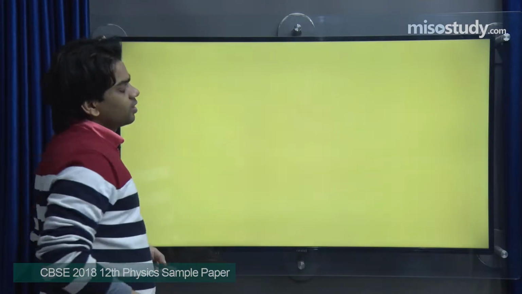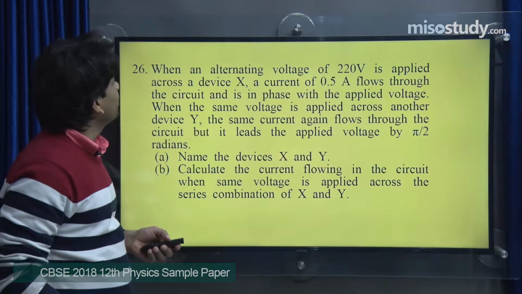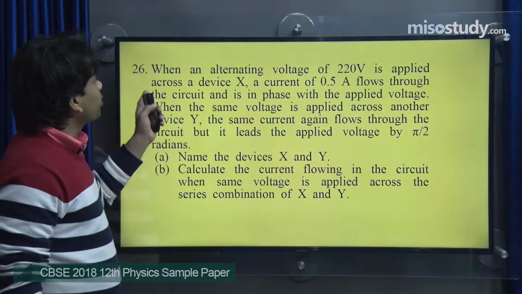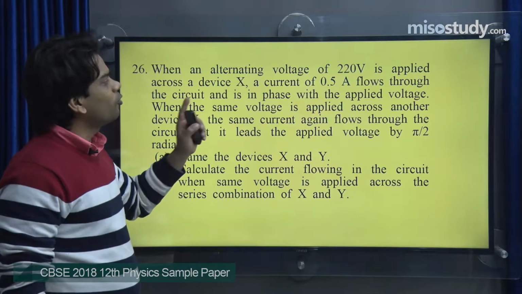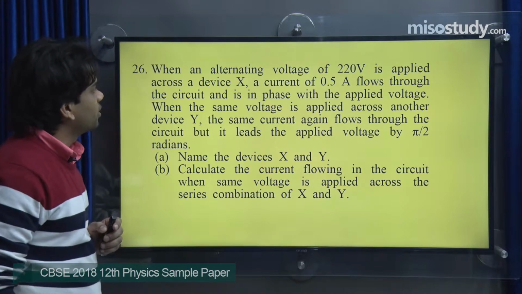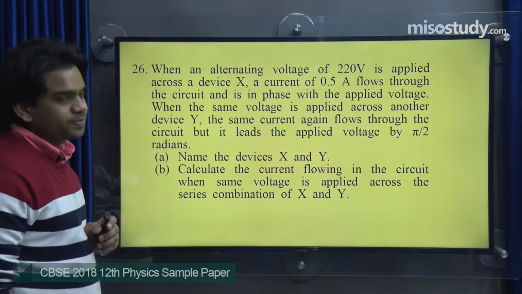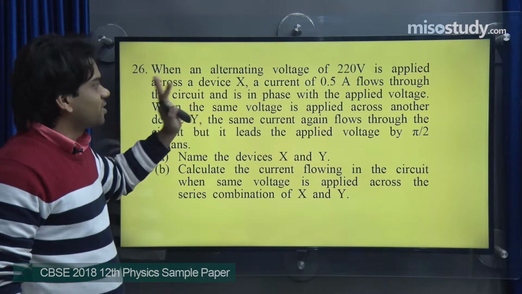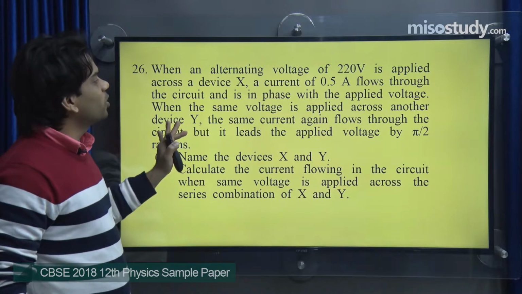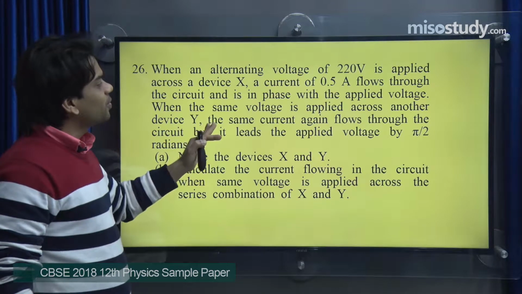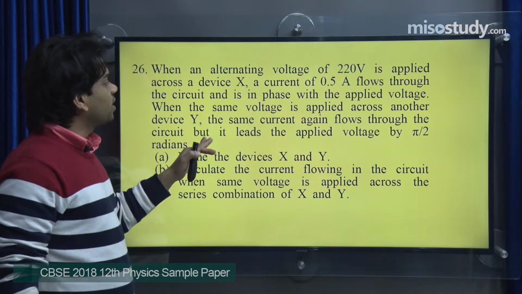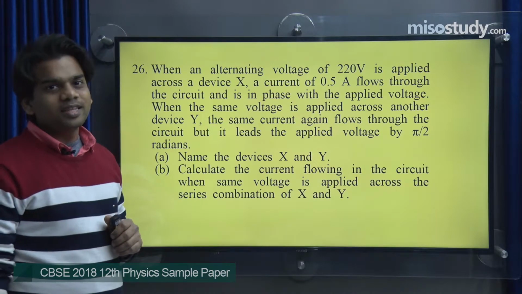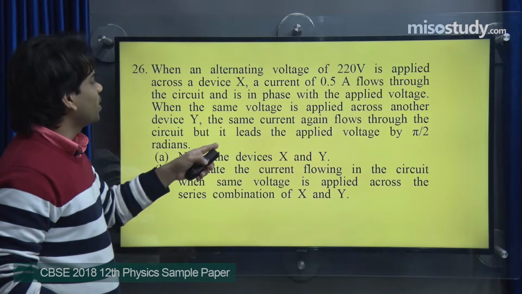Let's go to the last question of section E. When an alternating voltage of 220 volt is applied across a device X, a current of 0.5 ampere flows through the circuit and is in phase with the applied voltage. Current is in phase with the voltage, that means X is a resistor, that is quite clear. When the same voltage is applied across another device Y, the same current again flows through the circuit, but it leads the applied voltage by pi by 2 radians. Now current is leading, that means Y is a capacitor, we know that. Name the devices X and Y.